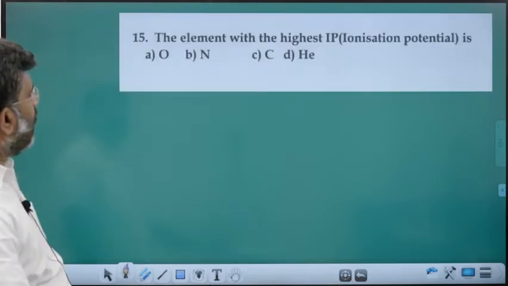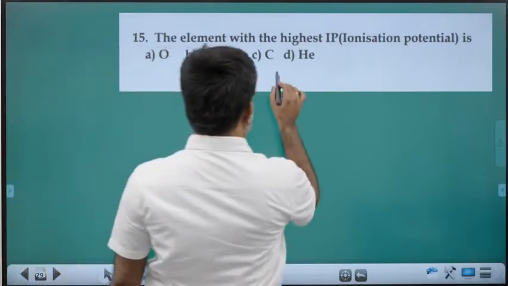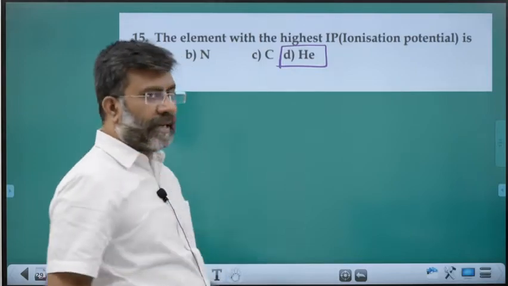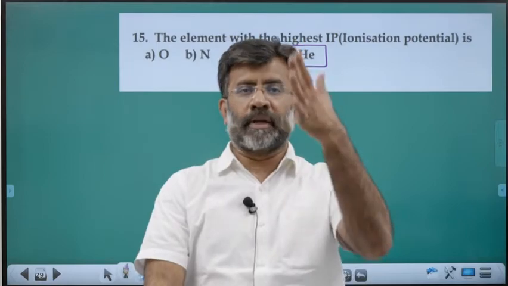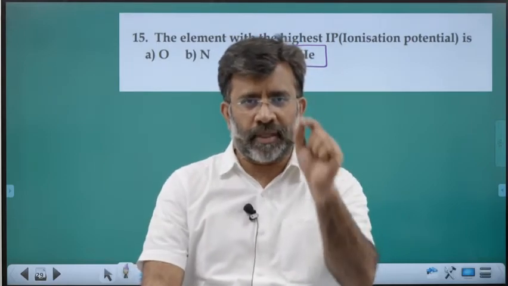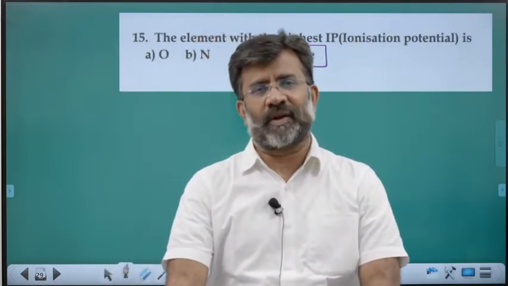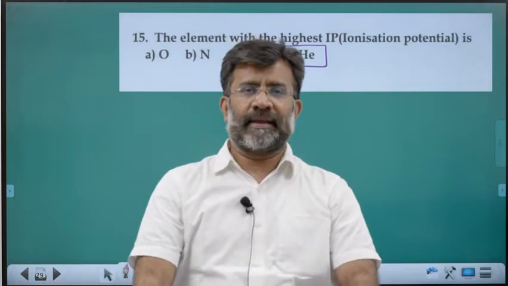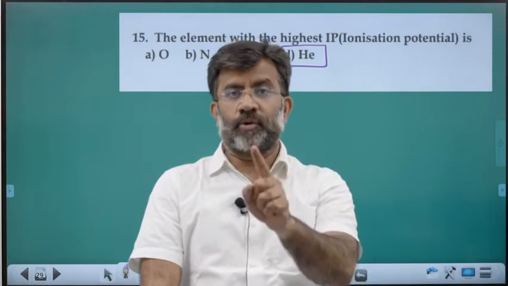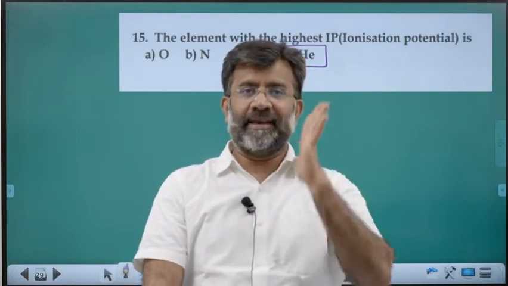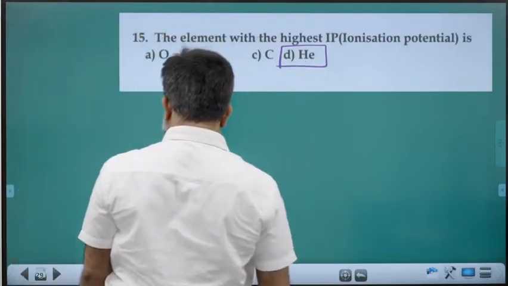An element with the highest IP. IP means ionization potential. No doubt helium. In the periodic table, the highest ionization potential values are shown by noble gases. A graphical diagram is given in the NCERT, somewhere at the top of the textbook on the right hand page, right hand column. In that graph the peaks are occupied by noble gases, and helium comes extremely high. Helium is the answer.